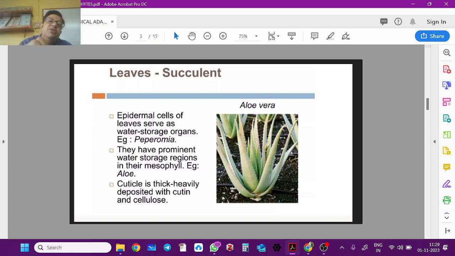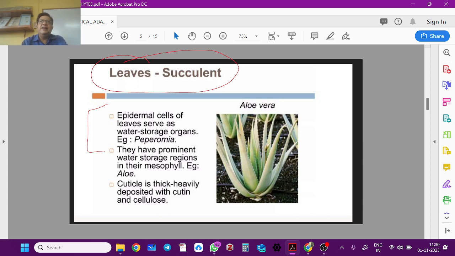In succulent leaves, aloe vera for example, you have seen it, it grows out like this. So here the epidermal cells of the leaves serve as water storage organs, and that is the aloe vera gel which you put on your face for good skin, or if you have cuts, cracks, or piles problem, whatever problem, aloe vera is there. When you drink it, it improves your immunity. It's a very healthy plant, important and very beautiful. You can make a decorative piece in the house also.